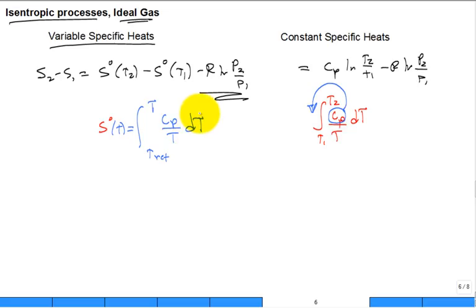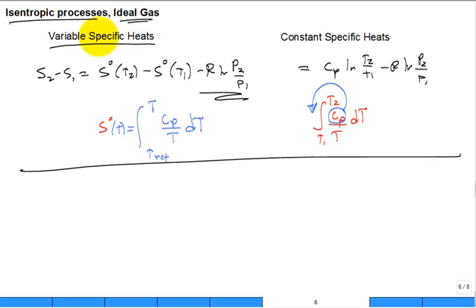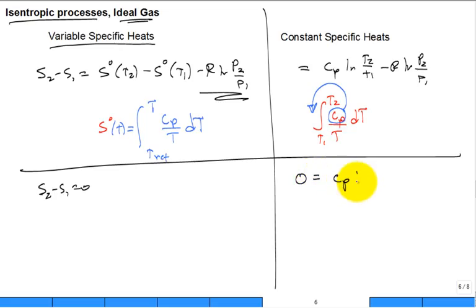All right. We spent a lot of time now talking about isentropic process. If it's isentropic, S2 minus S1 is equal to 0, isn't it? Well, come over here and you can do the constant specific heats. If S2 minus S1 is equal to 0, then I'm going to have an equation that C sub P natural log of T2 over T1 minus R natural log of P2 over P1 is equal to 0. That makes sense?